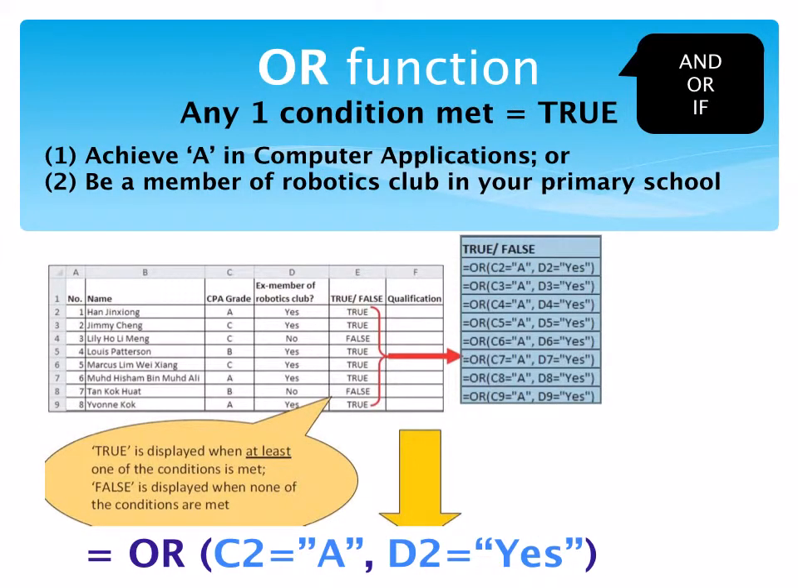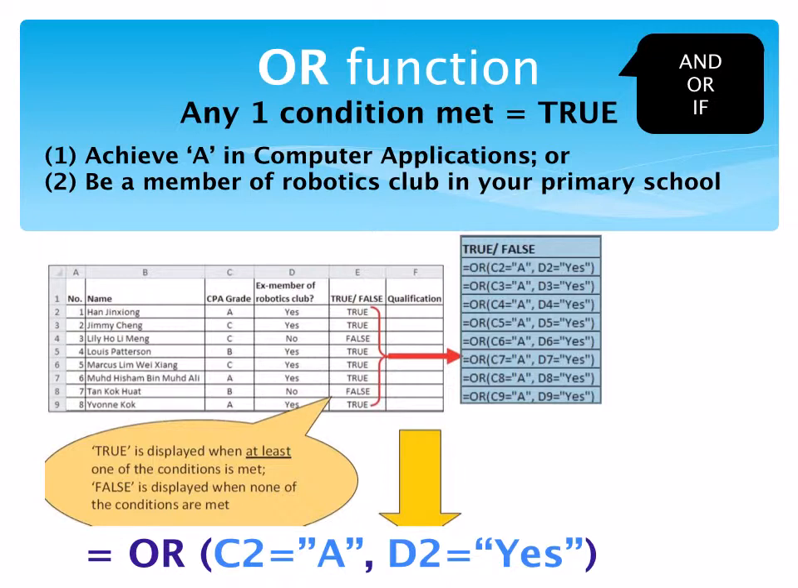The or function, on the other hand, requires only 1 condition to be satisfied to return a true. Like the basic and function, it has at least 2 arguments. Both arguments are conditions only. In this above example, only students who achieve A in computer applications or were a member of the robotics club in primary school can join the CPA club.